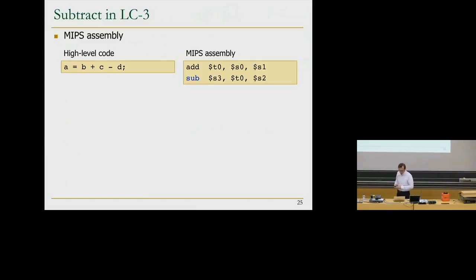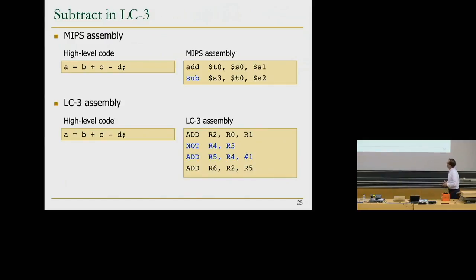That's nice. Well, LC3 isn't that nice. Same high-level code. The assembly looks like this because you don't have a subtract instruction. You add R0 and R1, B and C, nice. But to be able to get minus D, you first need to negate it. And how do you negate it? You know that this is a 2's complement number. Let's assume that it's in R3. You first take the bitwise complement, NOT, of it, and then add 1 to it. And that gives you the 2's complement of, that should actually be R3.